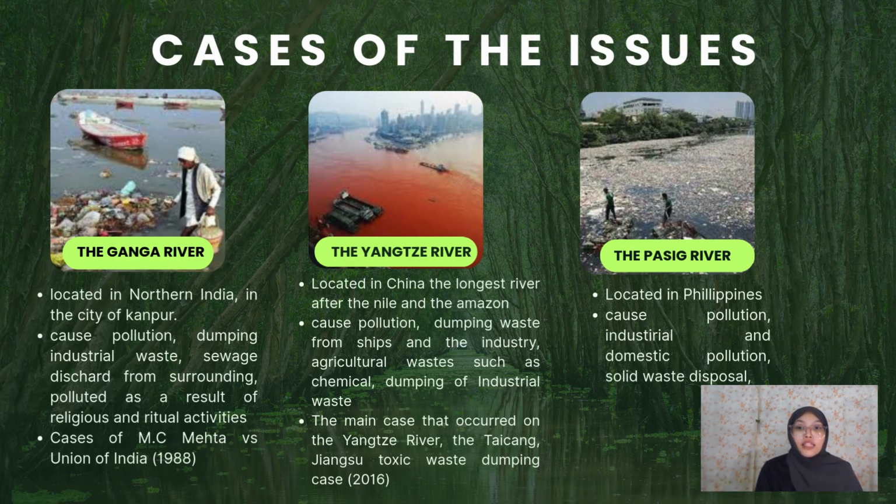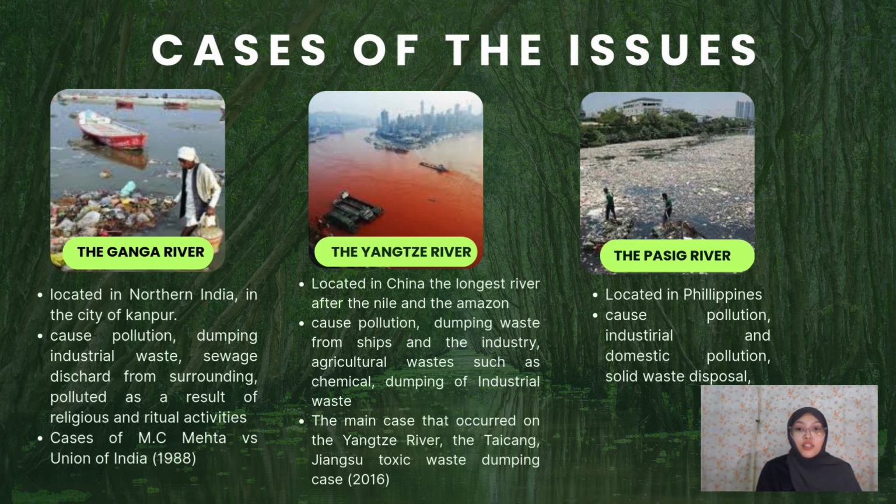Next is the Yangtze River in China, the longest river after the Nile and the Amazon. Pollution here mainly comes from industrial and agricultural activity such as chemical waste, ship waste, and factory discharge. A major case occurred in 2016, known as the Jiangsu toxic waste dumping case, where a large amount of industrial waste was illegally dumped into the river. Lastly, the Pasig River in the Philippines.